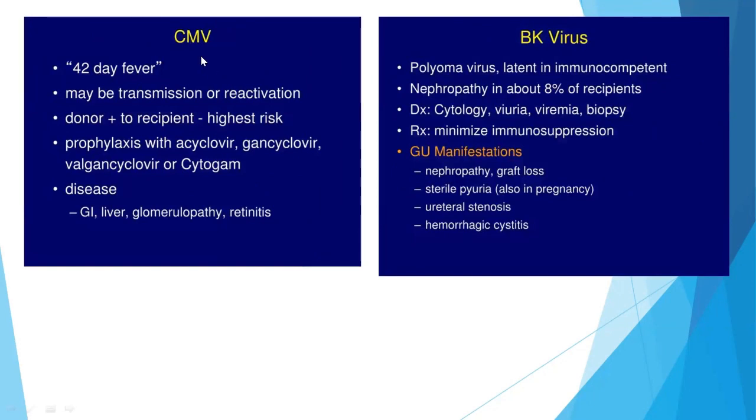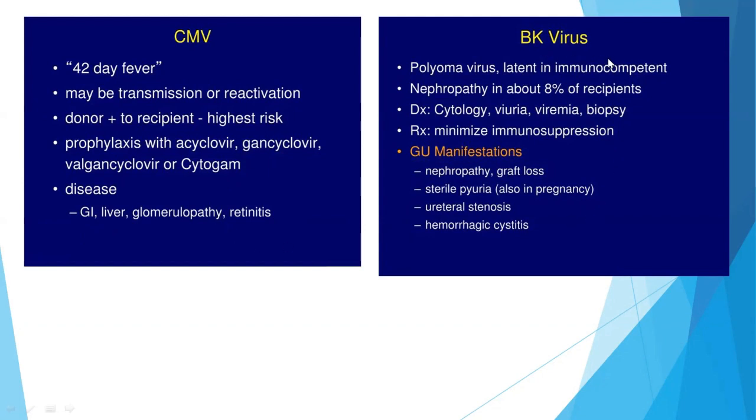There is increased risk of CMV infection and BK virus infection in renal transplantation patients, and these concepts are generally asked in the examination. CMV is also called the 42-day fever. It may be due to transmission or due to reactivation in the patient. If the donor is positive, then the recipient is at highest risk. For prophylaxis, we give the patient acyclovir and ganciclovir. It can cause disease in the GI tract, liver, glomerulopathy, or in the retina.